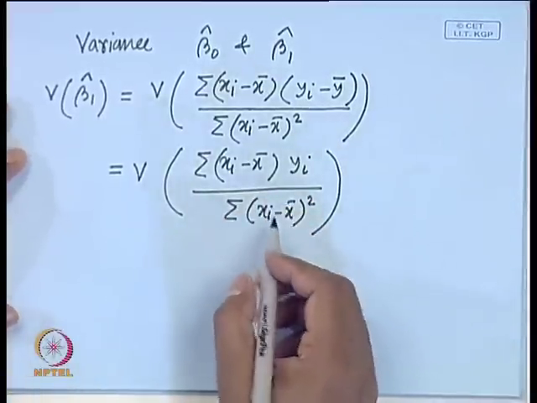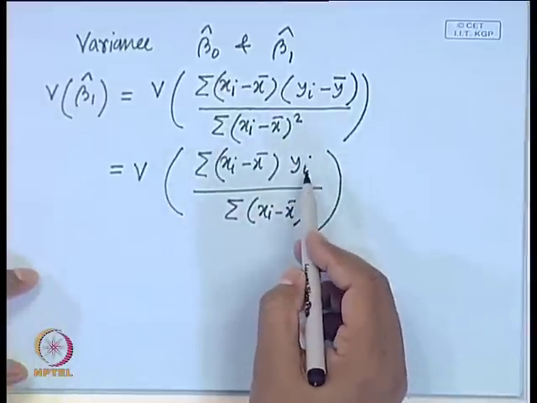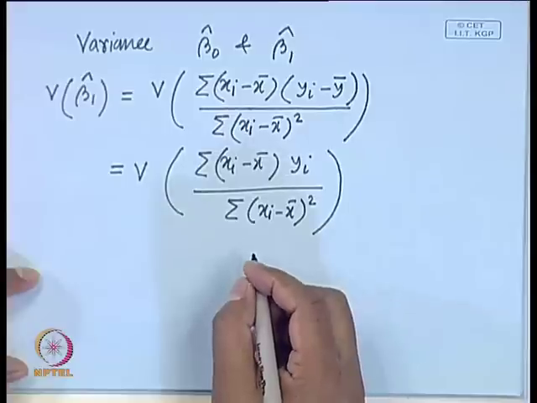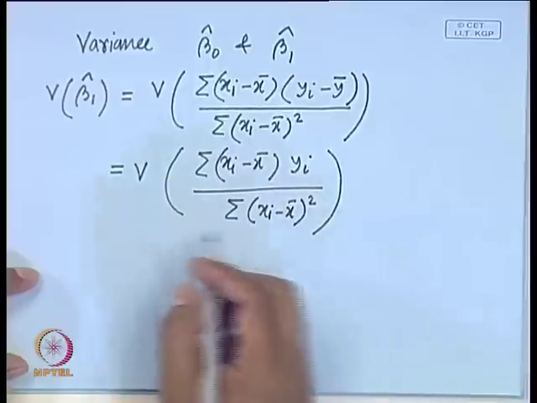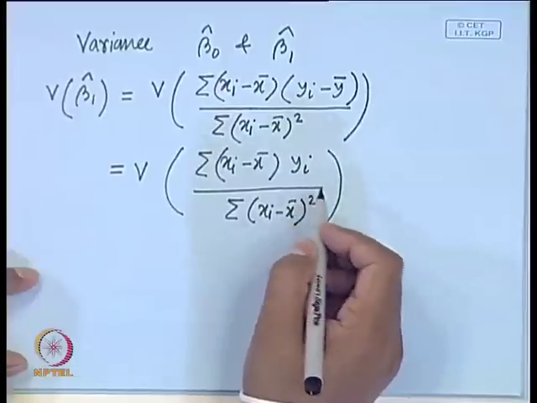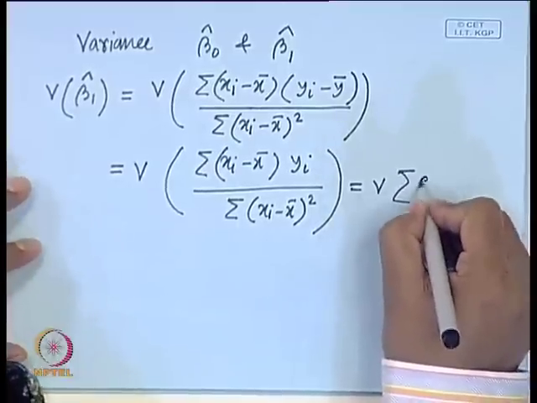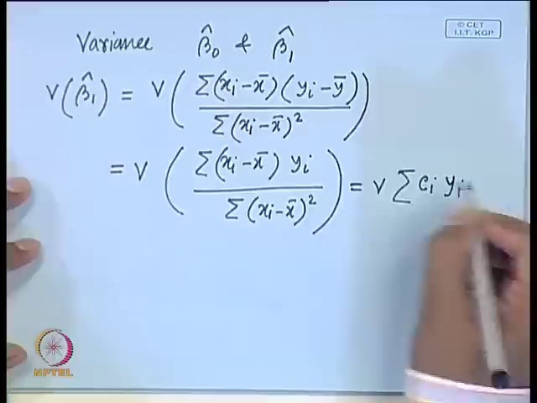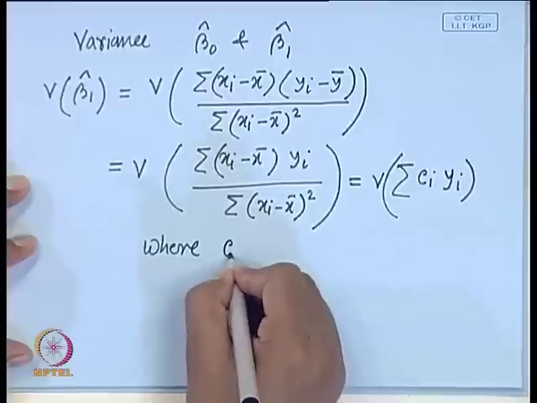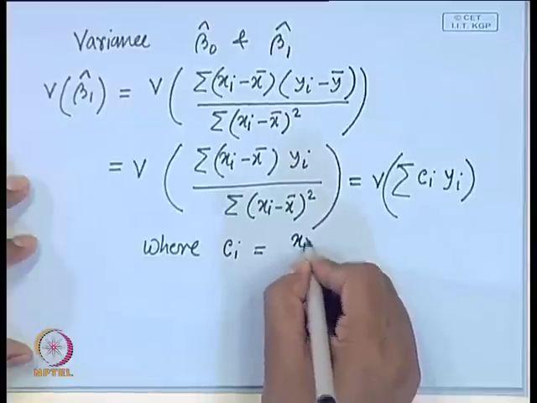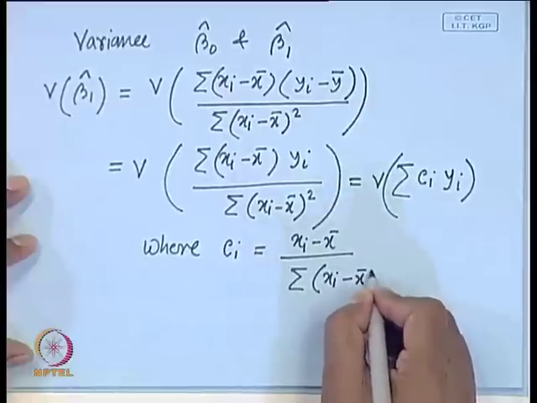And this is nothing but, see, before also I proved that this estimator is a linear combination of the observations y_i. So, the variance of this quantity, since the y_i's are independent, is equal to the variance of summation c_i y_i, where c_i is equal to (x_i minus x bar) by summation (x_i minus x bar) whole square.